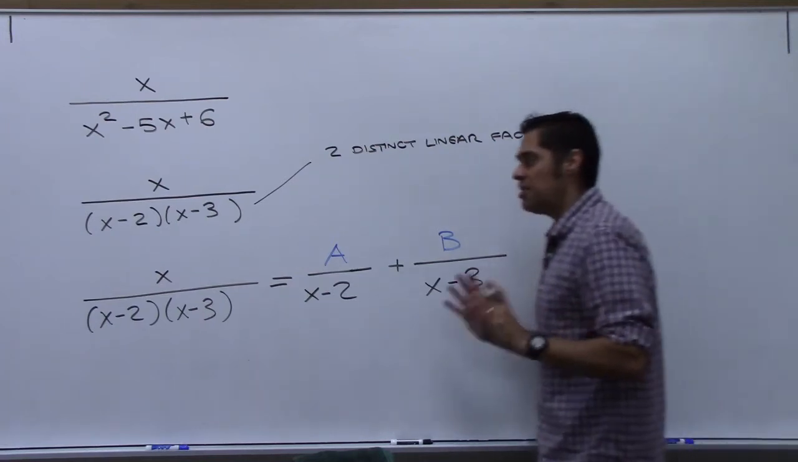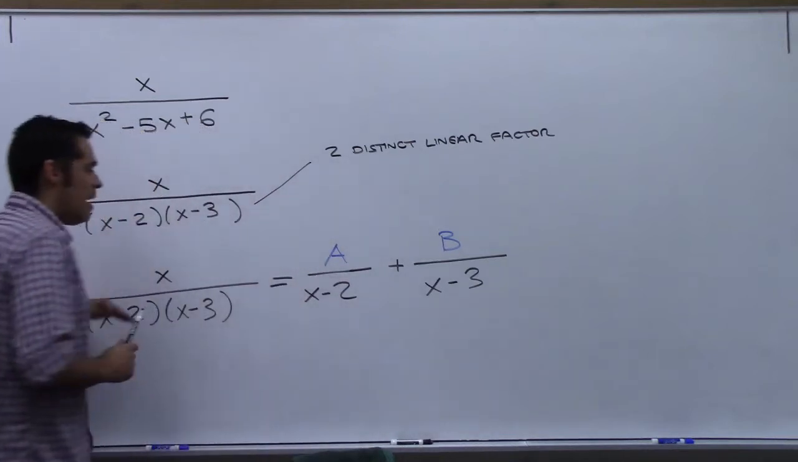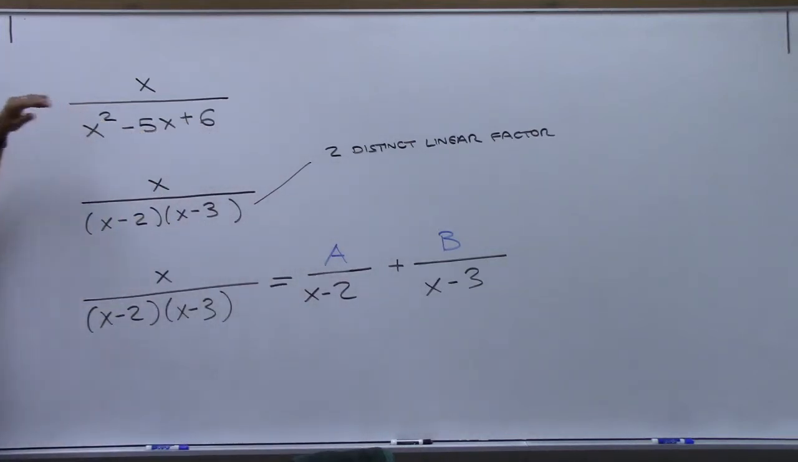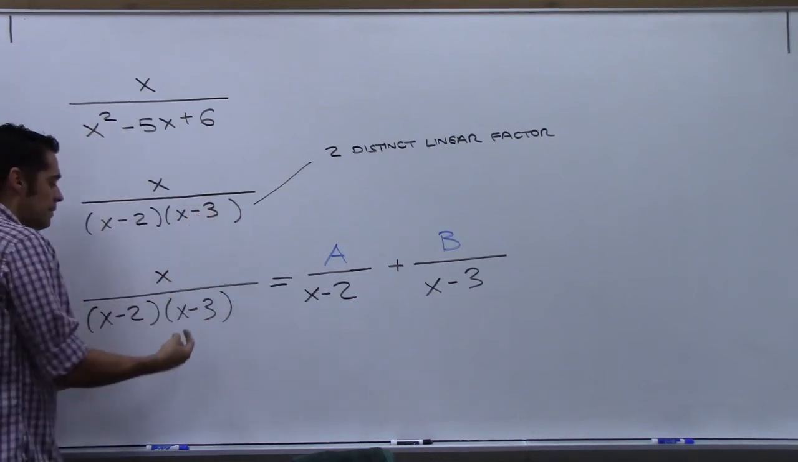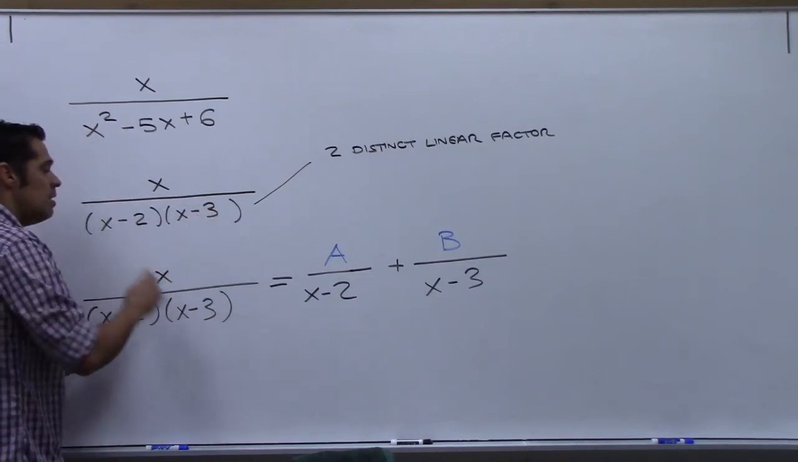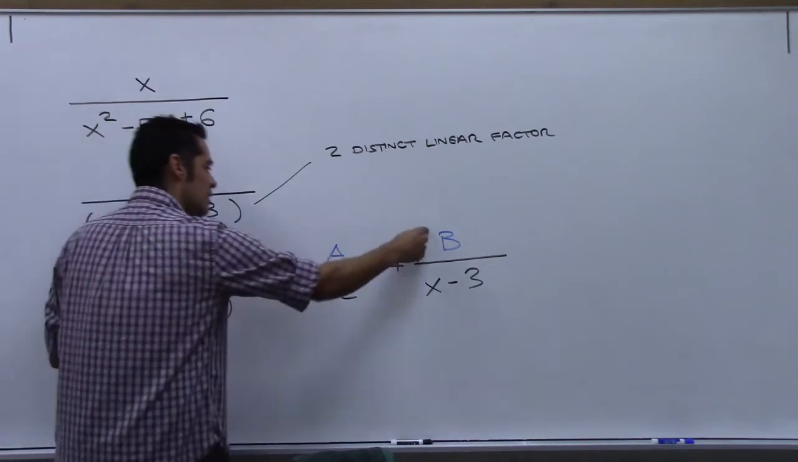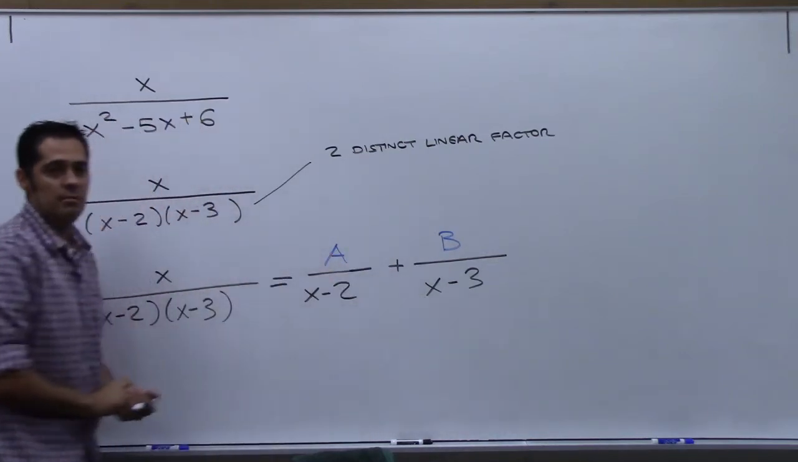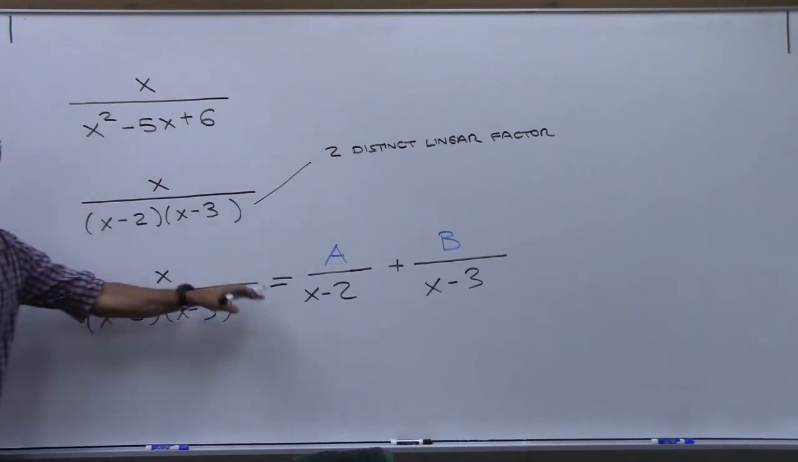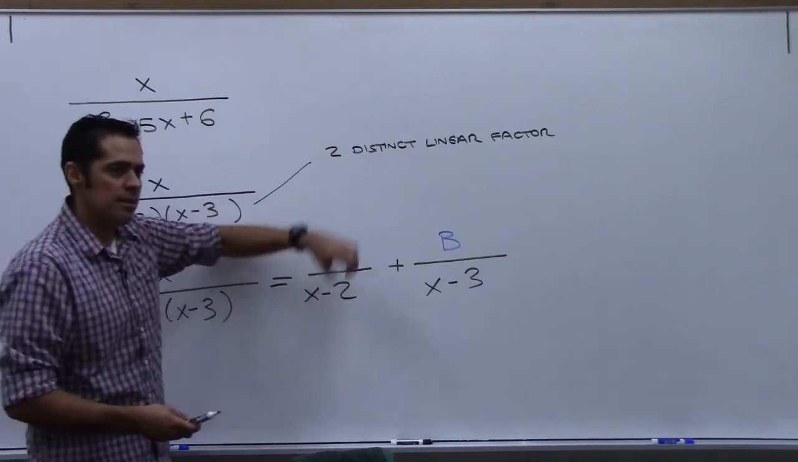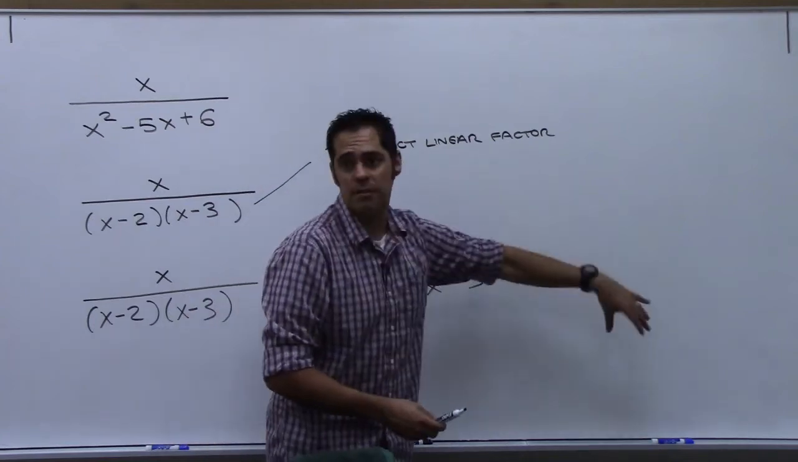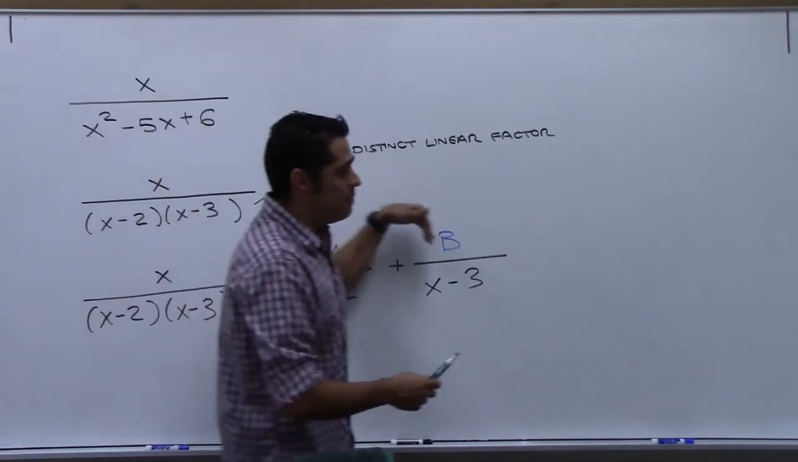So we have to understand that when you have a rational expression and the degree of the numerator is smaller than the denominator, and you factor out the bottom, if you get distinct linear factors here, this side must come from a number over one of them, a different number over the other one, added together. If there were three distinct linear factors, I would use A over this, B over this, C over this. If I had four distinct linear factors, A, B, C, D.